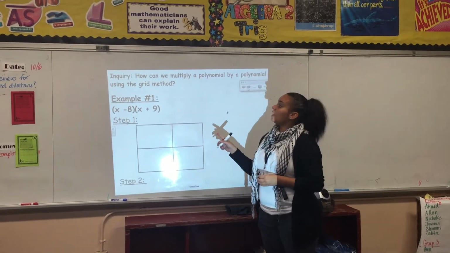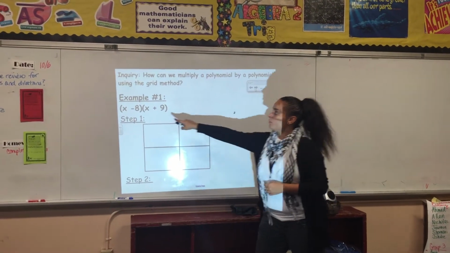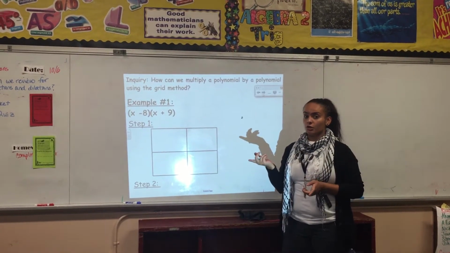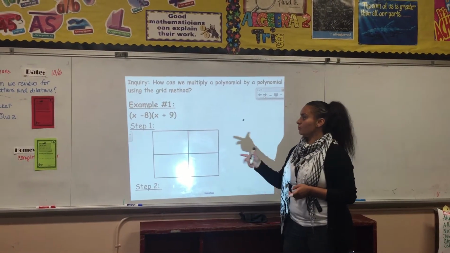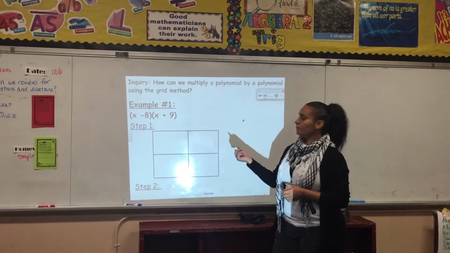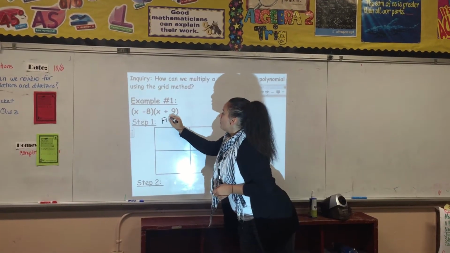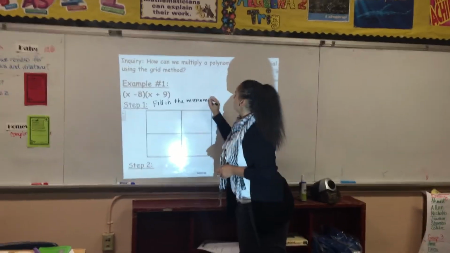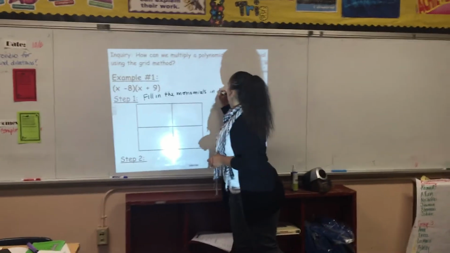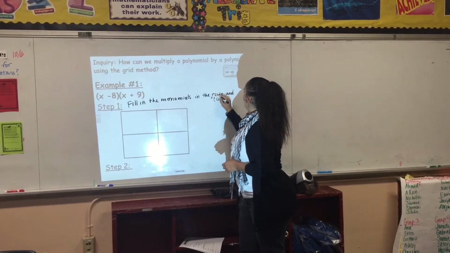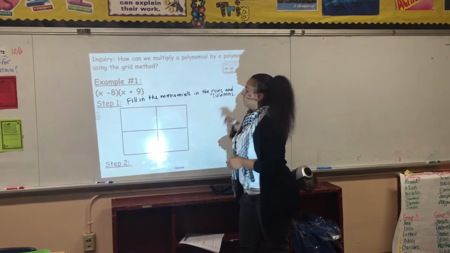So today's inquiry is, how can we multiply a polynomial by a polynomial using the grid method? We've already learned how to use the distributive property, so now we're going to use this method to help you organize your work. First step is fill in the monomials in the rows and columns. And I'm going to explain what this means.